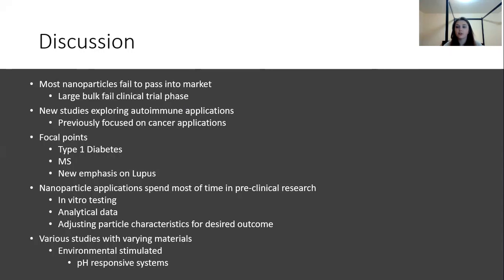So again, still very new, with a lot of studies being done and a lot of studies in that new research category. But nanoparticle applications spend most of the time in preclinical research, which includes in vitro testing, analyzing the data, and then adjusting and fine-tuning particle characteristics for the desired outcome. And there have also been various studies with varying materials and even environmentally stimulated nanoparticles, as you saw earlier with the pH responsive system, to have the drug released at a certain time and things like that.